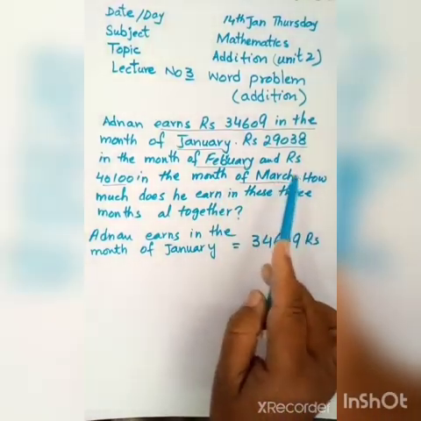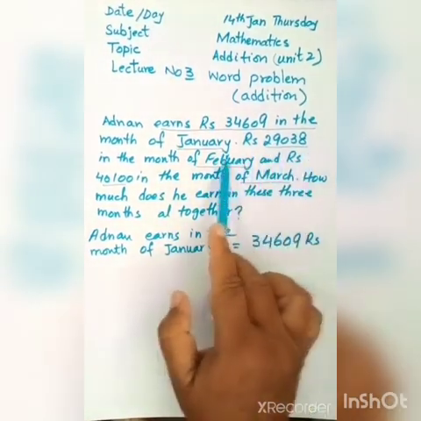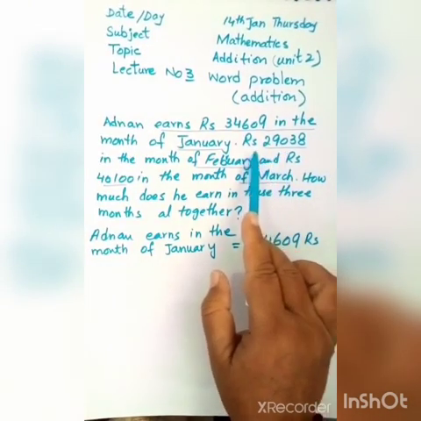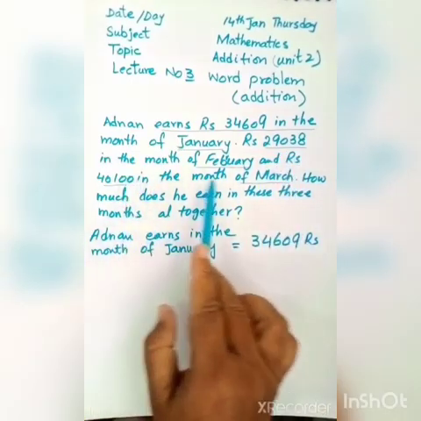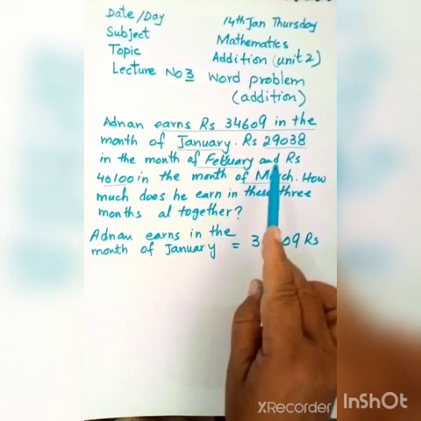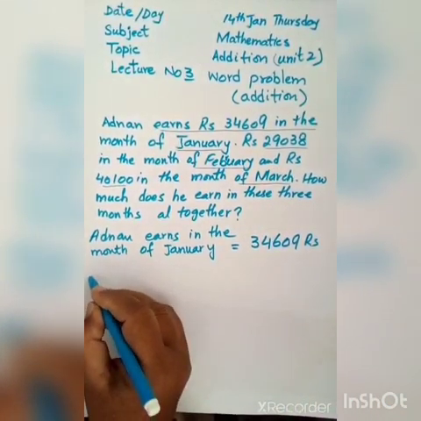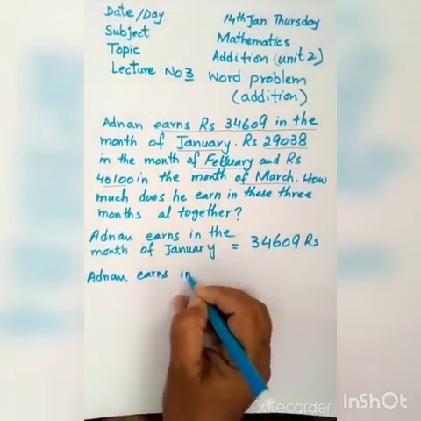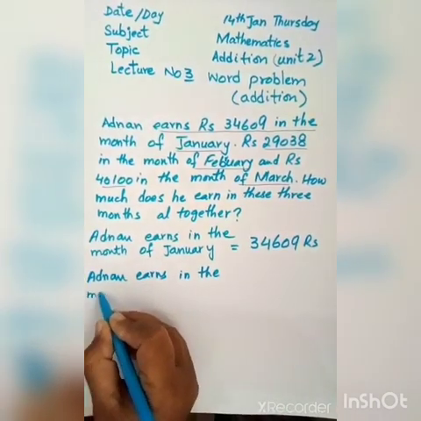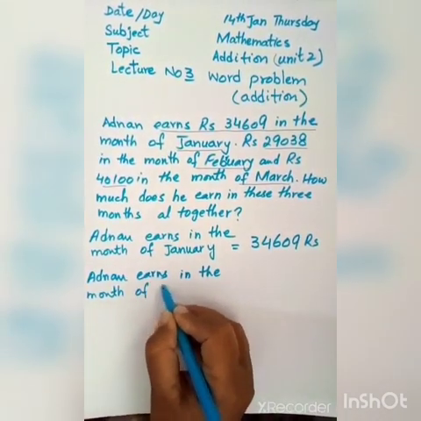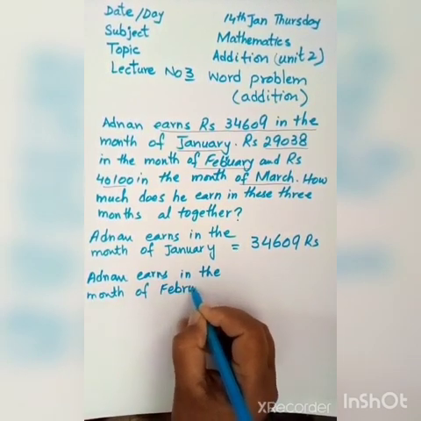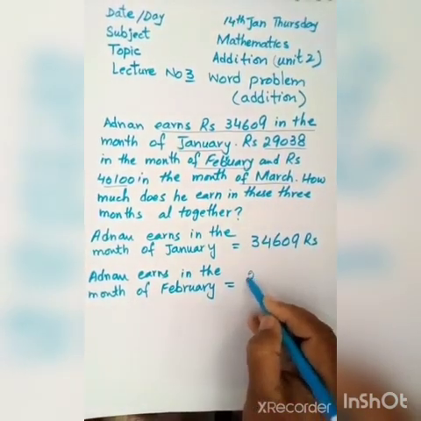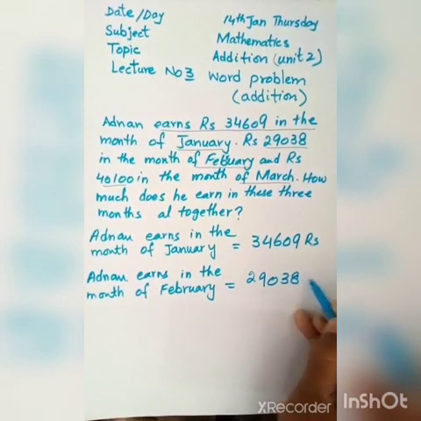Now we read the remaining part of the question. Look, rupees 29,038 in the month of February. So our next statement is Adnan earns in the month of February. So what is the number? 29,038 rupees.